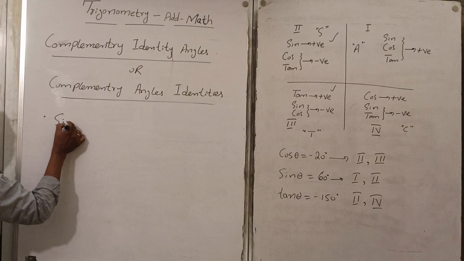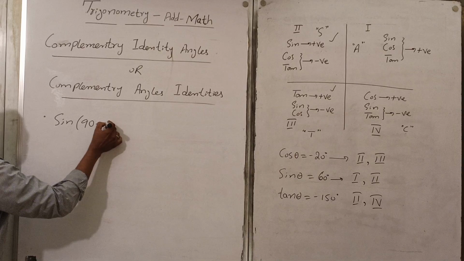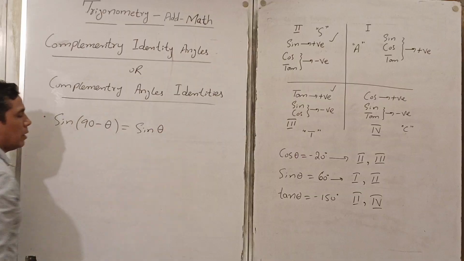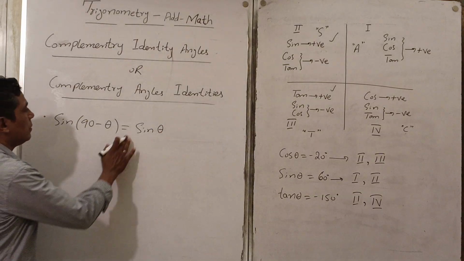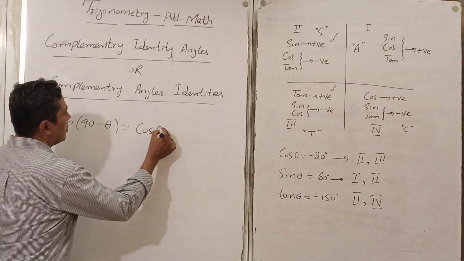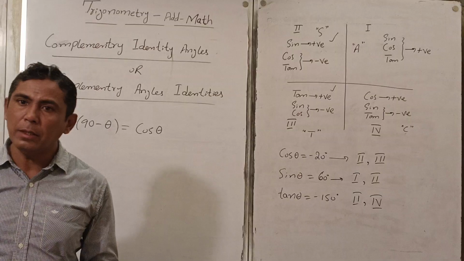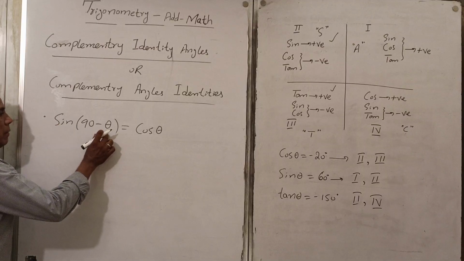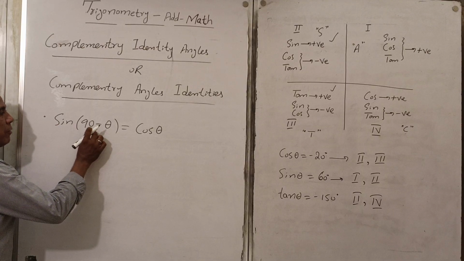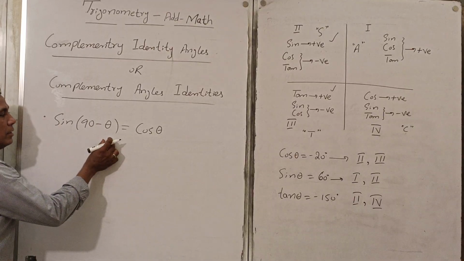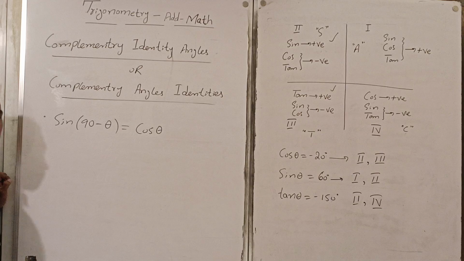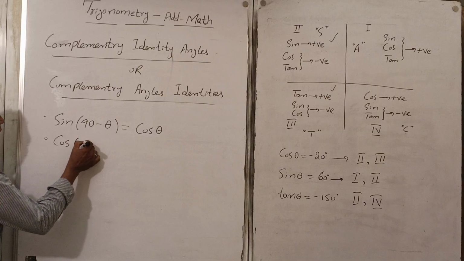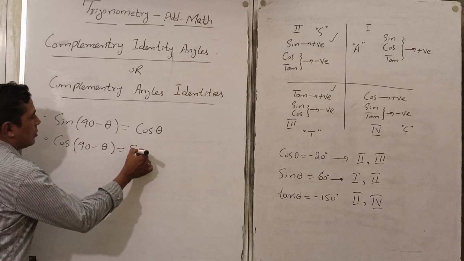Number one, sin(90 minus theta) equals, sorry, cos theta. What does it mean? It means that any angle subtracted from 90 degrees, the value will be equal to cos theta. Similarly, cos(90 minus theta) equals sin theta.